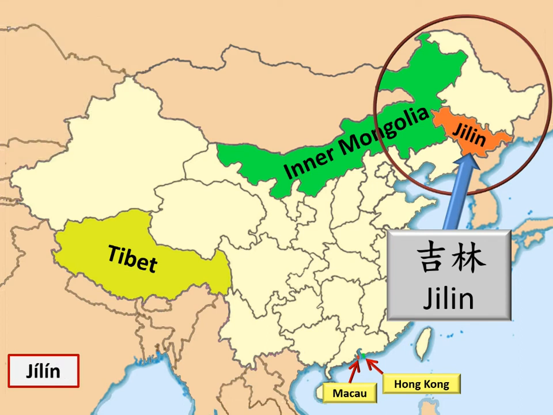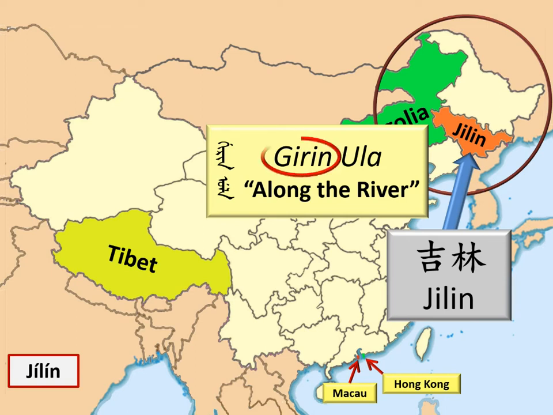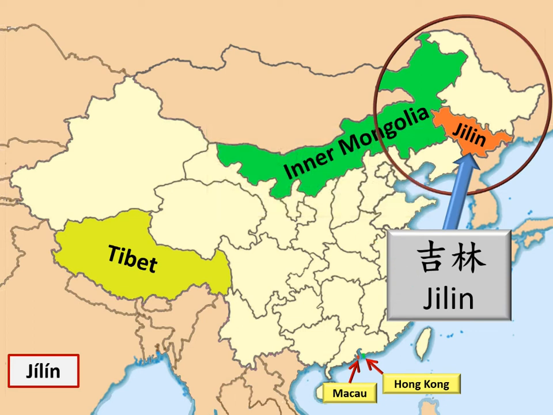So, why Jilin? In the Manchu language, the name of this area is pronounced as Jirin Ula. It means along the river. When this name was adapted and rendered in the Chinese language, the initial part became 吉林, and the second part was dropped. Phonetic. Nothing to do with trees. So remember that the middle province in Manchuria takes its name from the Manchu language. Remember 吉林.